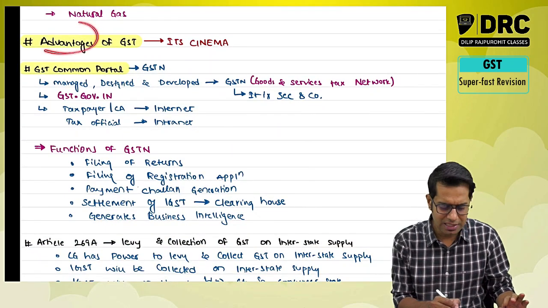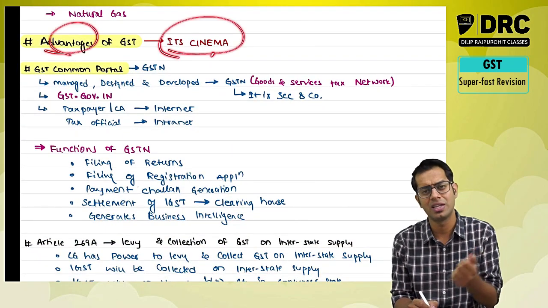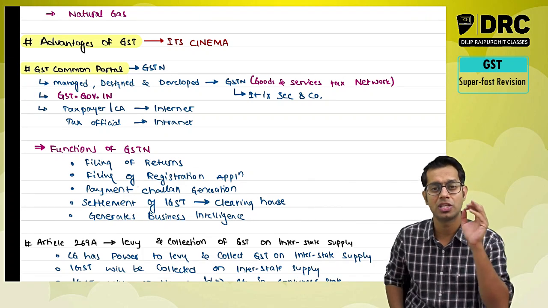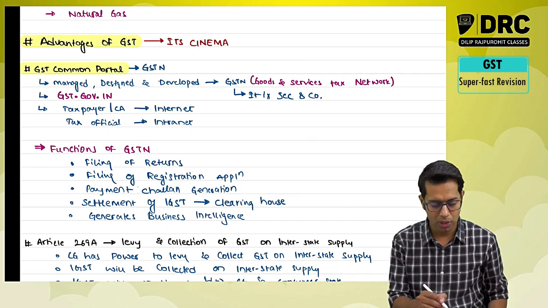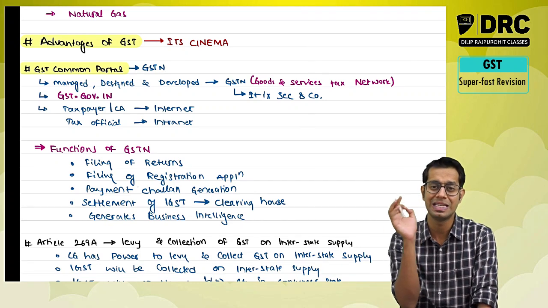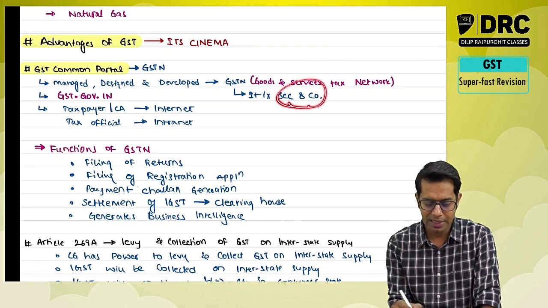Then the advantages of GST is in the cinema. What are the advantages of GST, sir? It's in the cinema. Then a very important point in our first chapter is the GST Common Portal. The GST Common Portal is developed, designed and managed by a company called Goods and Services Tax Network. It is a Section 8 company.